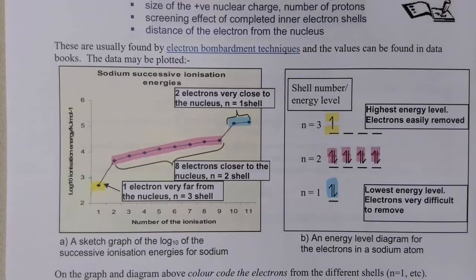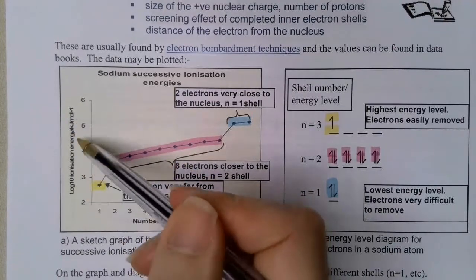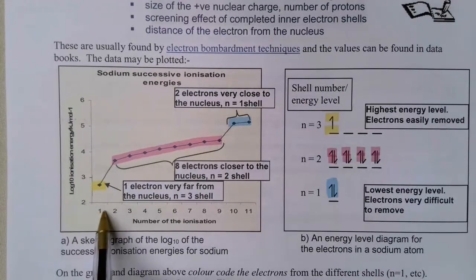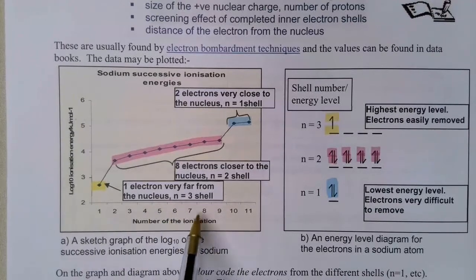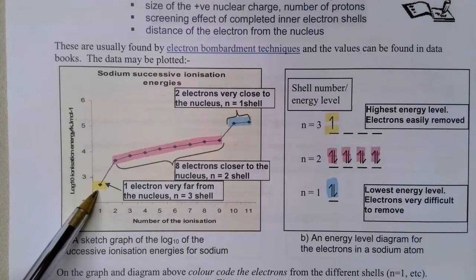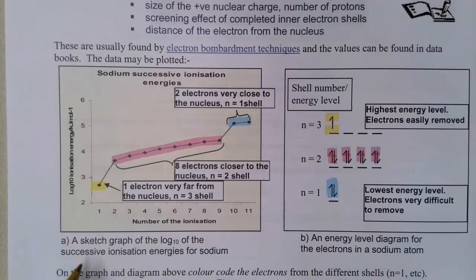So we're going to look at the graph for sodium. So we've got a logarithmic ionisation energies up the side. We use a logarithmic scale because the values are too large otherwise to see the relationship. And we've got the number of ionisations, so the electrons being removed. So the first electron we can see here is in principal quantum shell 3. It's quite easy to remove because it's reasonably far from the nucleus and it's screened by these inner shell electrons.